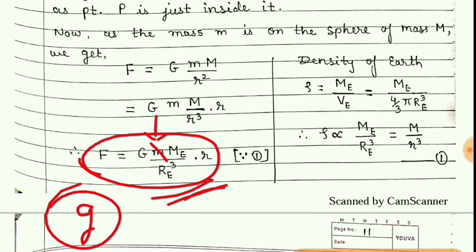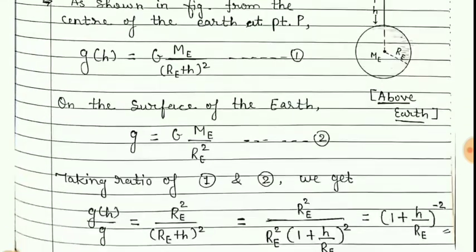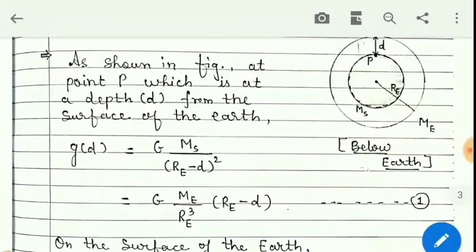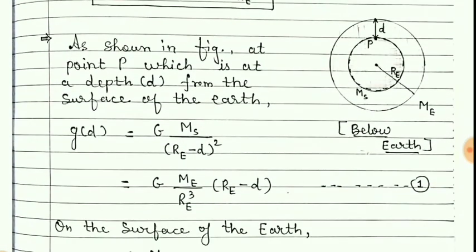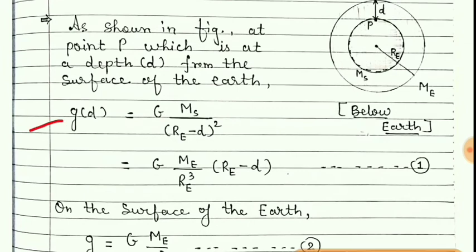So using this formula, in this case for the depth, we can directly write g as a function of depth is equal to G M_s, which is the mass of this solid sphere, upon its distance squared.